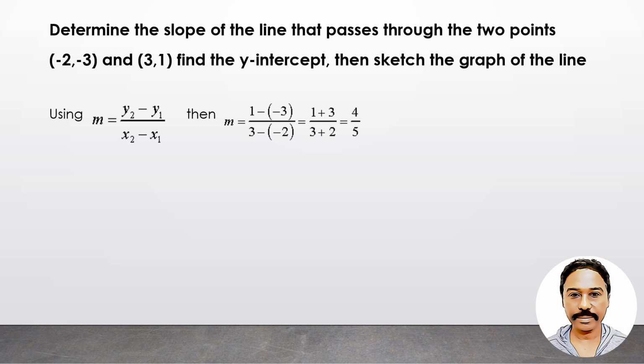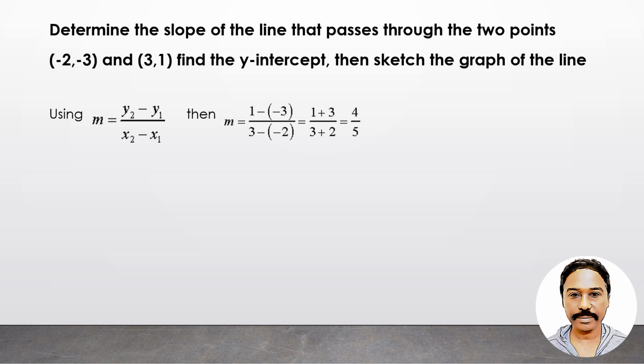So we take 1 from the second point minus 3 from the first point. So y1, which is 1, minus y2, which is -3, divided by x1, which is 3, minus -2. That gives us 1 plus 3, divided by 3 plus 2, which is 4/5. Now we have m, and we have 2 points.